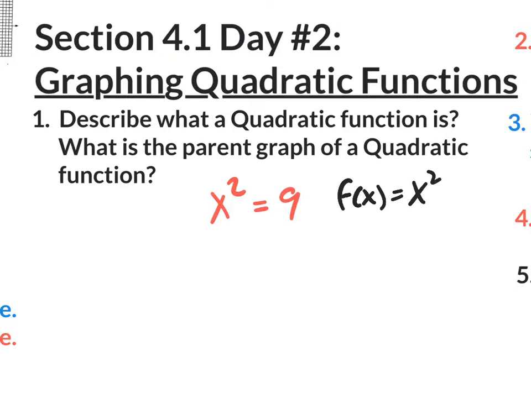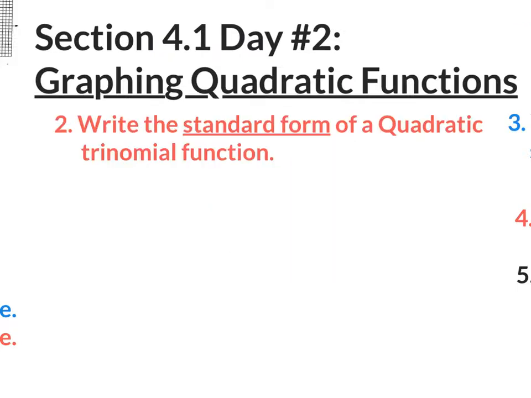That's a parent graph. But of course, it could be something like f of x, or you don't even have to write f of x. You could say y equals 2x squared minus 4x plus 8, right? That's a quadratic function as well. Any quadratic function will produce a U-shaped curve, and it all comes from the parent graph, some type of modification of the parent graph. All right, so let's move on to the next question.